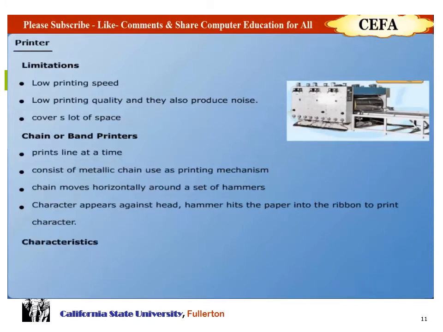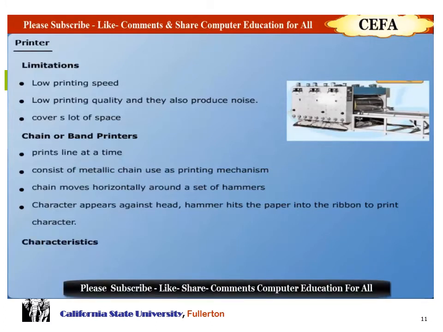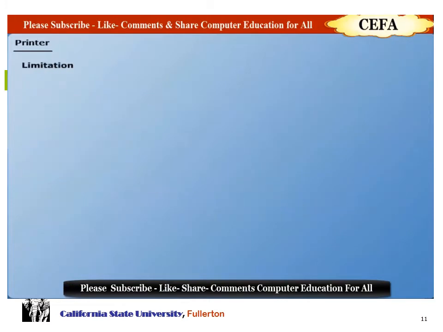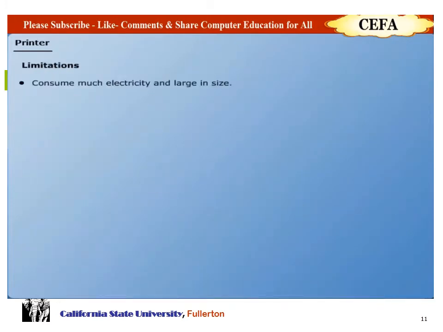Number 1. Characteristics. Chain or band printers are low cost. Number 2. Limitations. They consume much electricity and cover a lot of space. They also produce noise during the printing.